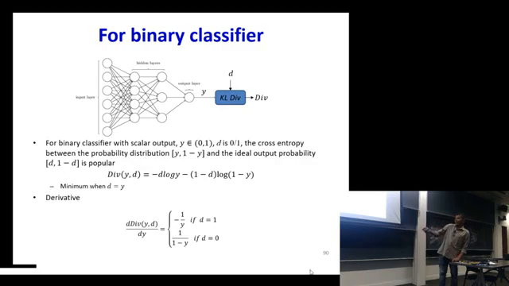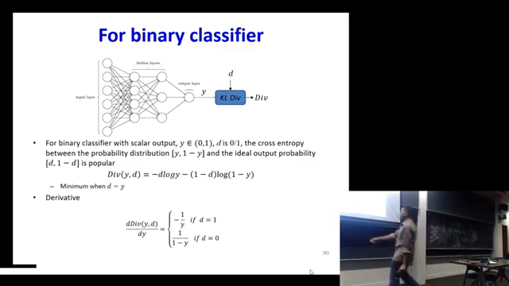And of course, if you compute the derivative of this with respect to y, it's going to be minus D over Y plus (1 minus D) over (1 minus Y). But D is either 0 or 1, correct? So when D is 1, only the minus 1 over Y term remains. When D is 0, 1 over 1 minus Y remains. So this is the derivative.